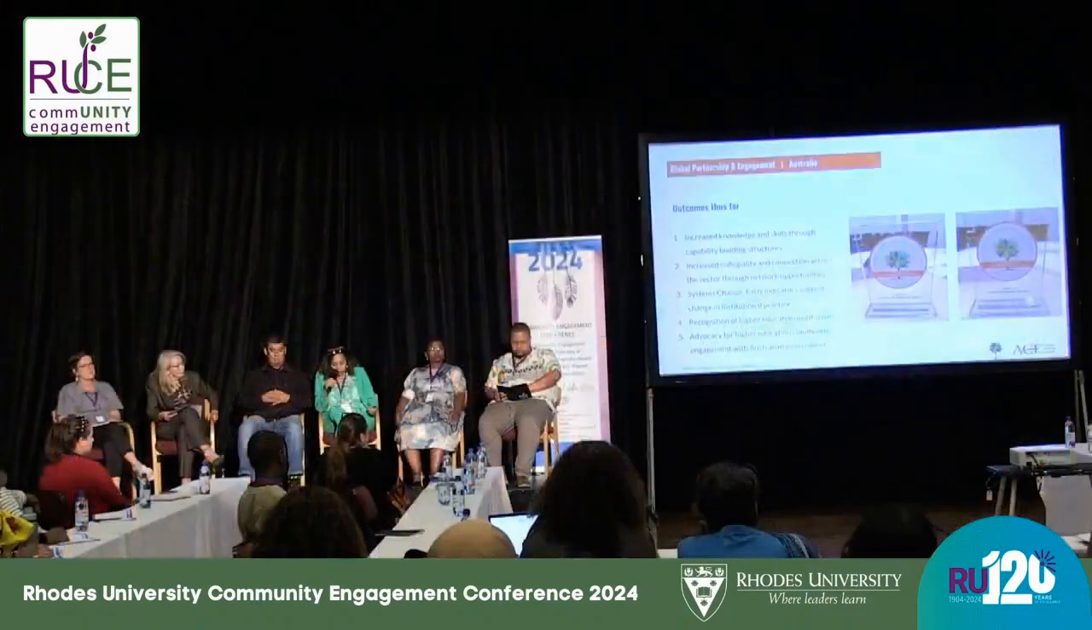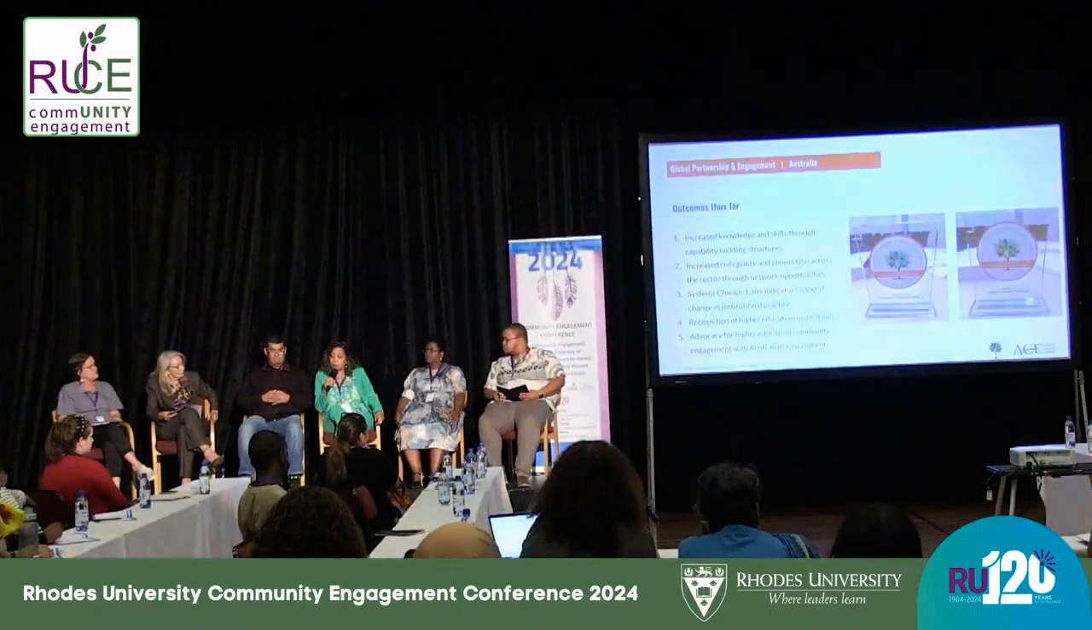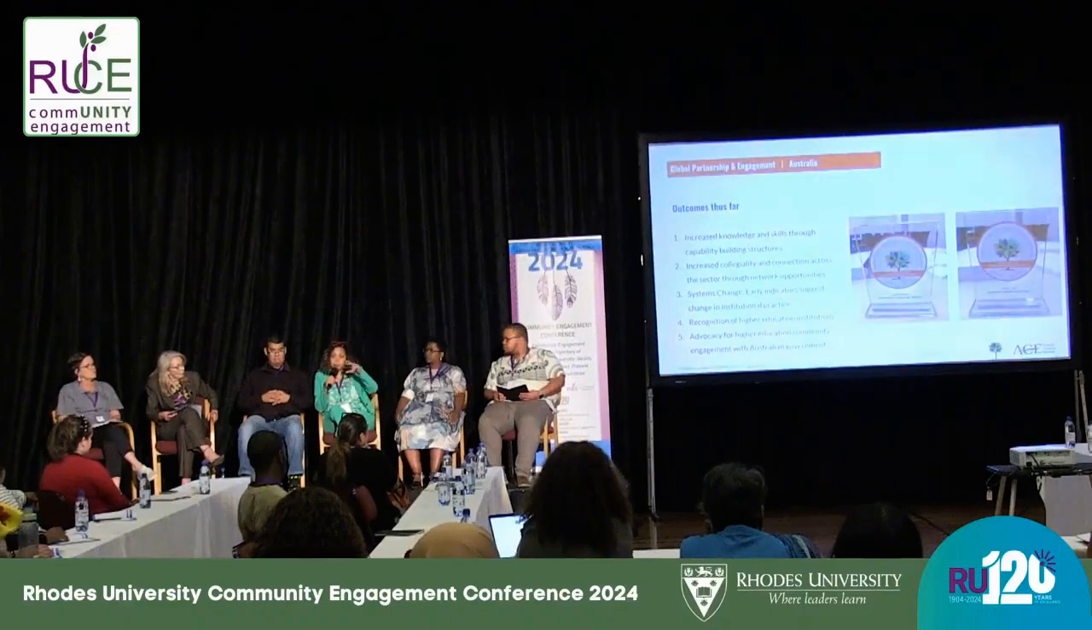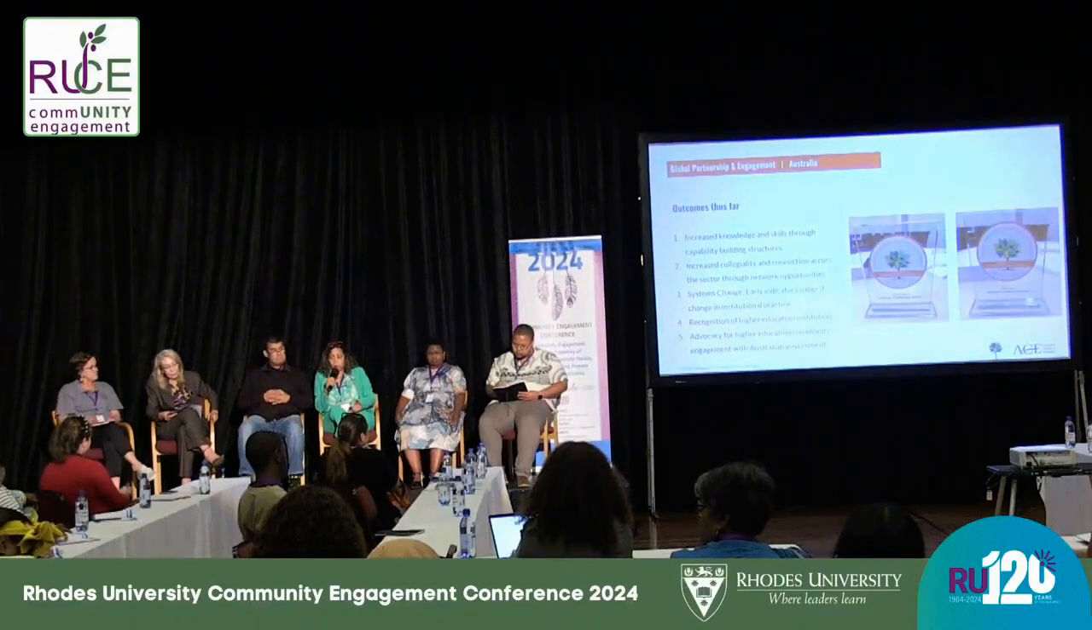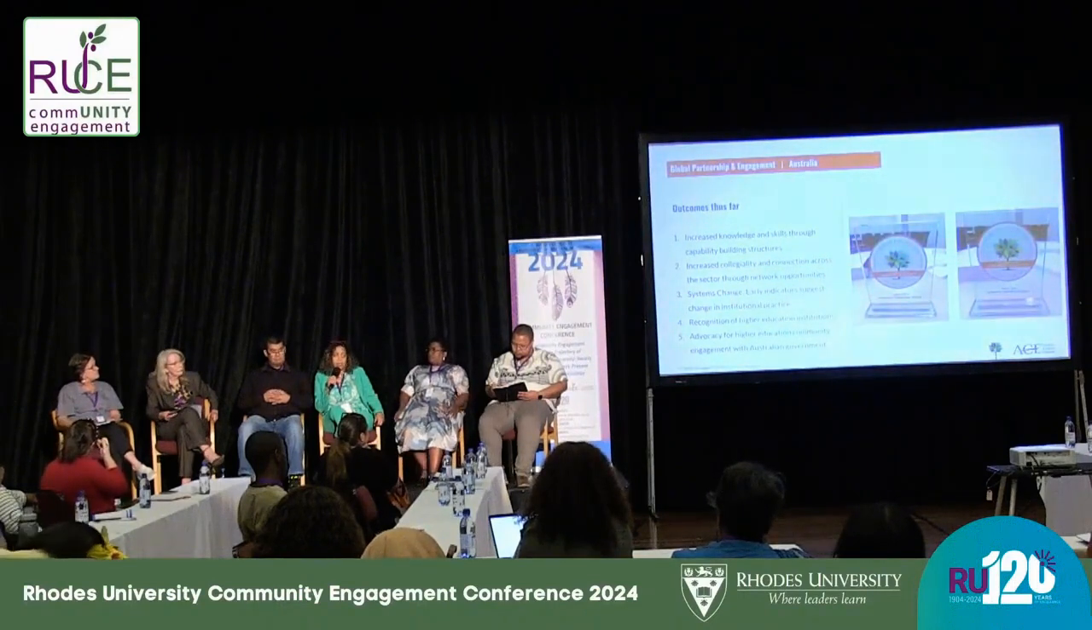Just some outcomes that we're starting to see in Australia are increased knowledge and skills through capacity building structures that were built out. In Australia, they built out a whole community of practice that accompanies the application process. They've seen increased collegiality and connections across the sector through the networking opportunities that it provides. They're starting to see systems change. Early indicators suggest change in institutional practice because of this. Recognition of higher ed institutions, and then impact and advocacy in governmental policies.